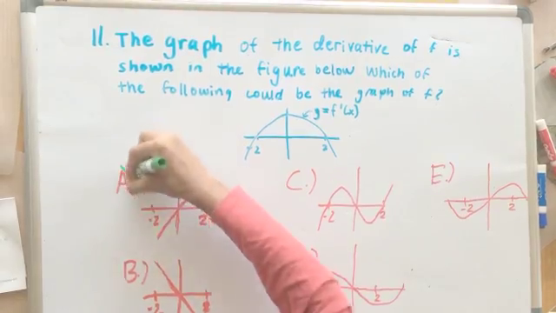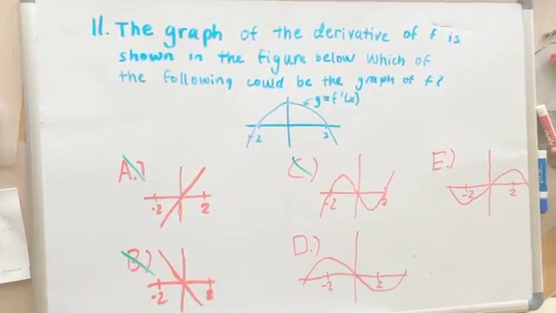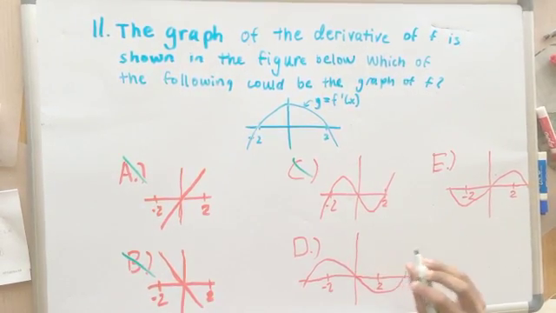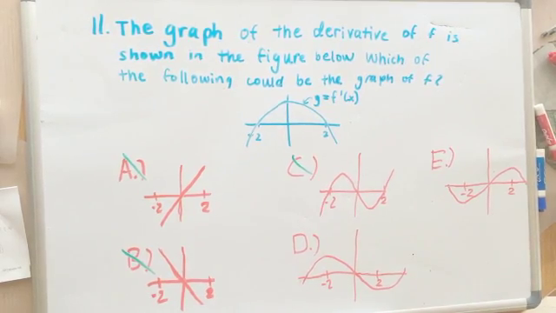This means we cannot look to A, B, or C because they do not have a slope of 0 at -2 and 2. This means the only available options are D and E.